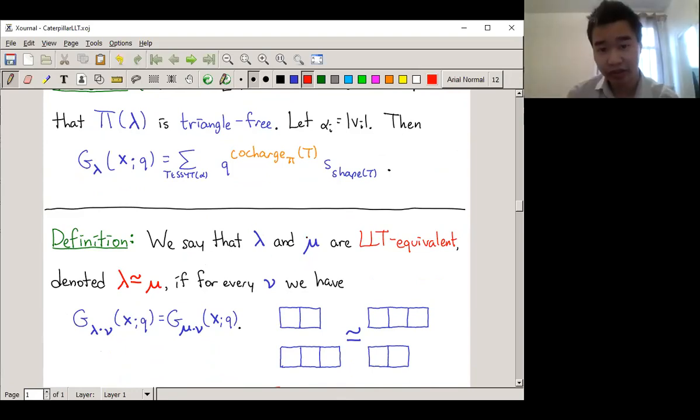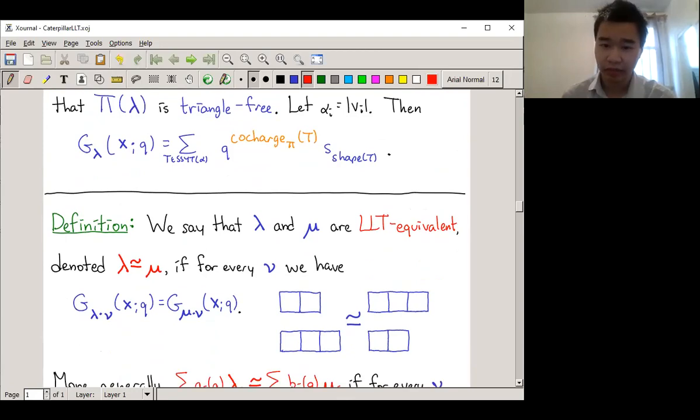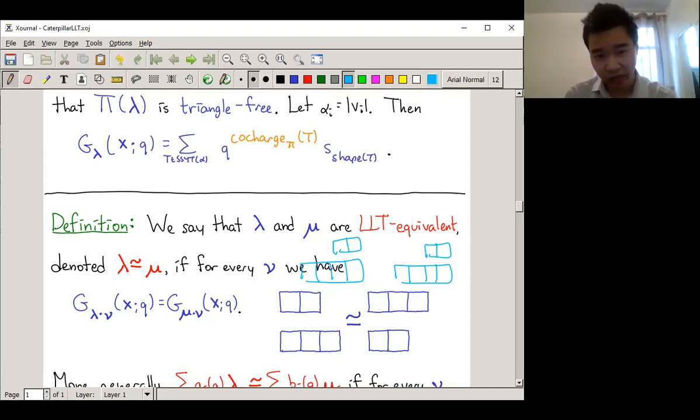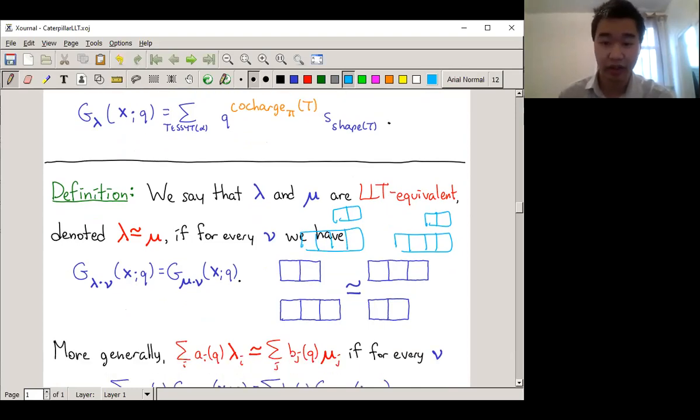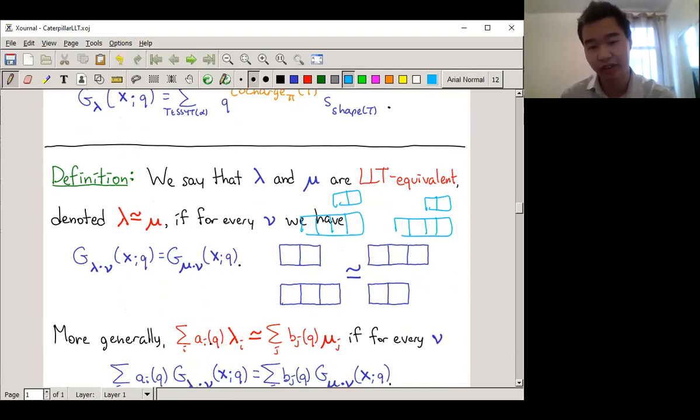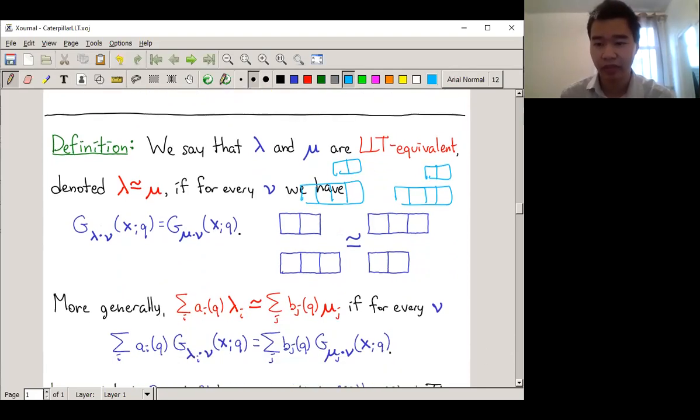So two tuples of skew shapes are called LLT equivalent if not only do they have the same corresponding LLT polynomial, but if I can append some other rows to both shapes, they will still have the same LLT polynomial. So for any additional shapes nu, I can just append them to both, and they'll have the same LLT polynomial. And more generally, if I have a linear combination of shapes, I can say that they're LLT equivalent if the corresponding combination of LLT polynomials is the same. And even if I append some additional shapes, they're still the same.